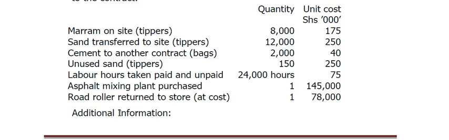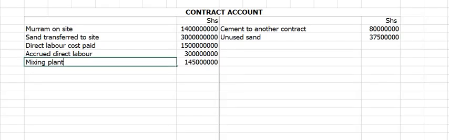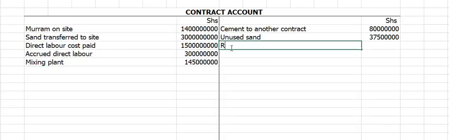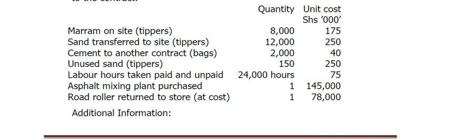The other item is a road roller returned to store at cost. Road roller return. So we credit the account. Road roller return to store. But of course at cost, its cost is 78 millions.